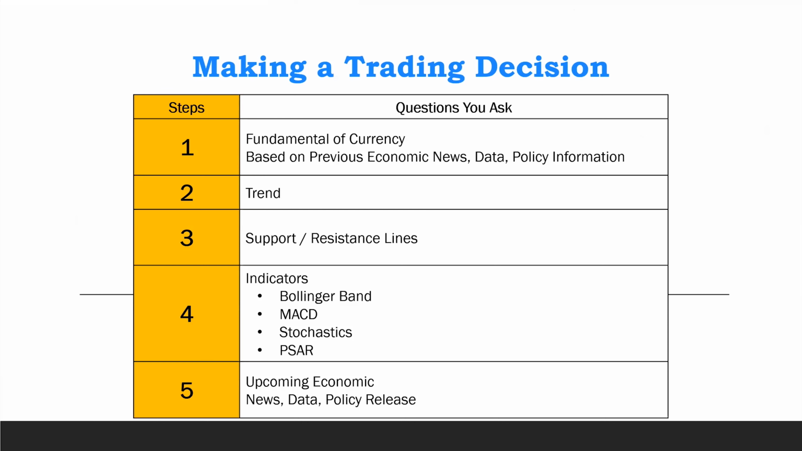So we've done step 1 and step 5, looking at all the news, knowing how to plan, how to read, how to analyze the news. What we're doing today is looking at steps 2, 3, and 4, looking at trend, looking at support resistance lines, looking at the indicators, and I'm going through them individually.